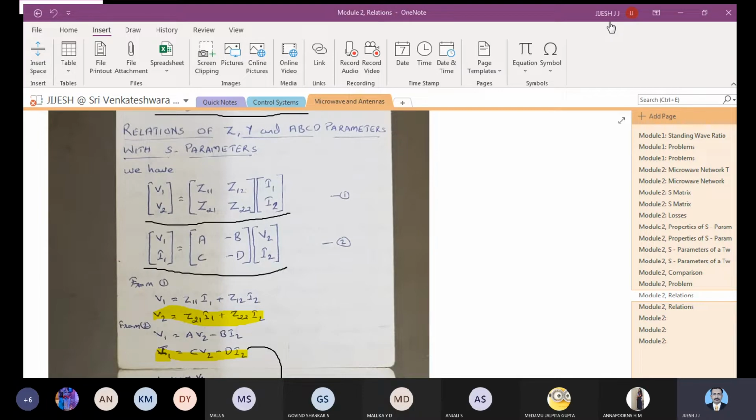And as I have told you, the S parameter properties are very important from an exam point of view as well. So you need to study those things without missing that topic. Okay.